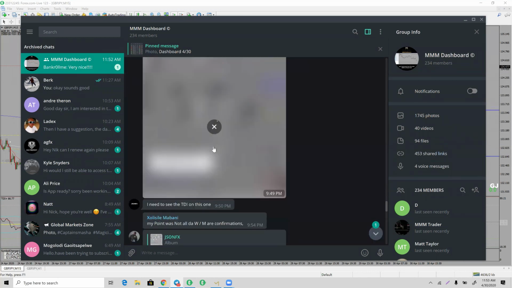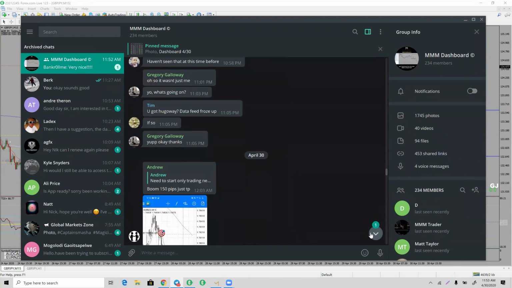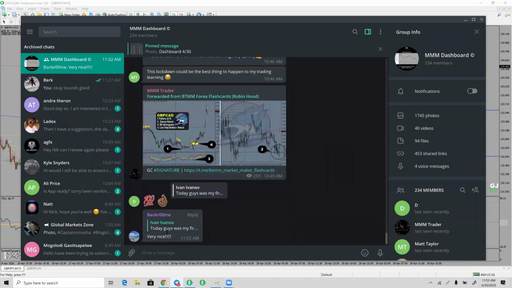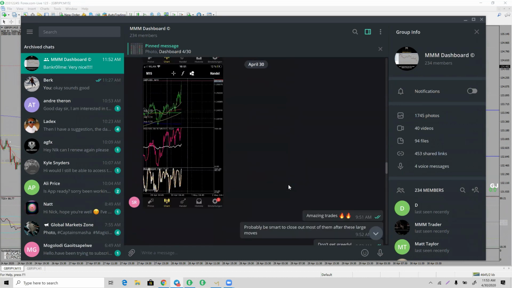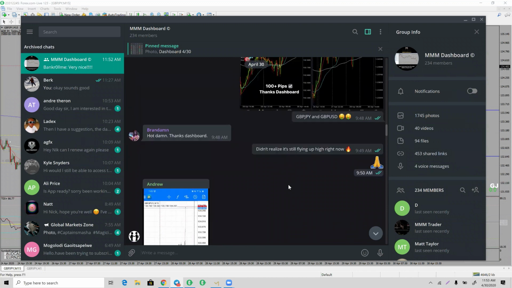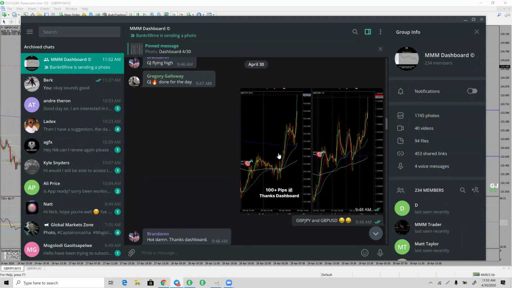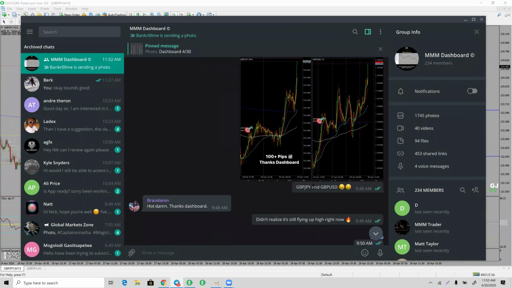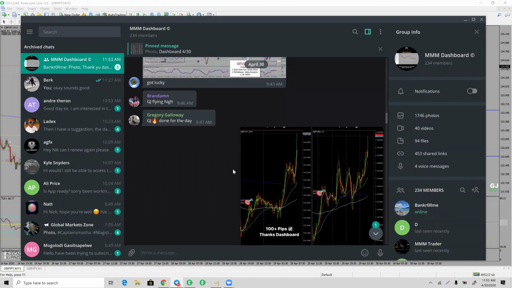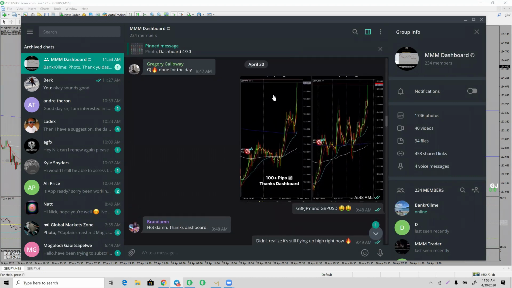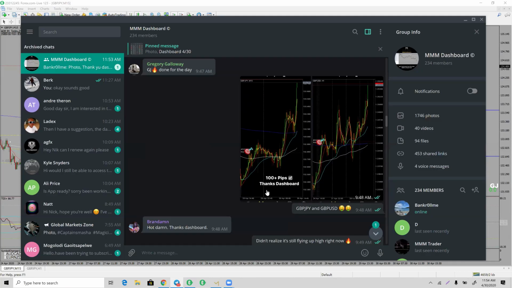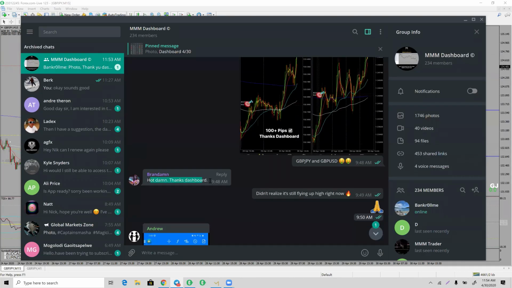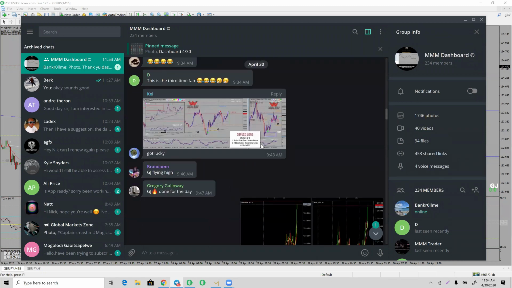So let's go through the group chat here, which of course almost everyone is profiting. Very nice, guys. And let me show you my trades. Here are my two trades that I posted: pound Japanese yen and GBP USD. So I bought right here. Of course, we're a lot more than 100 pips now. Pound Japanese yen as well. Says thanks to dashboard.